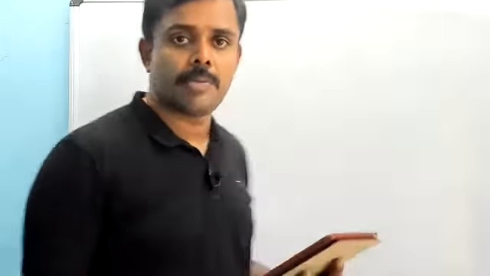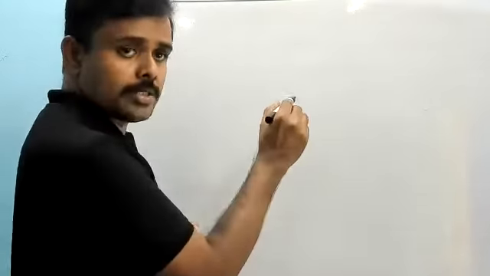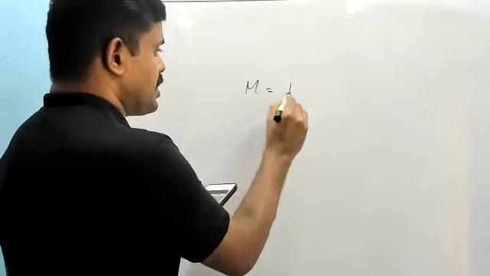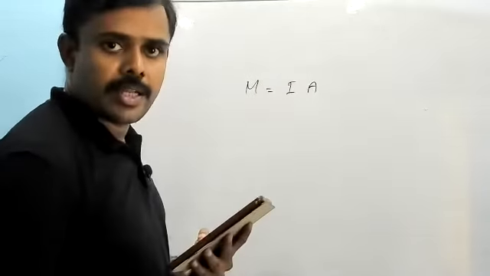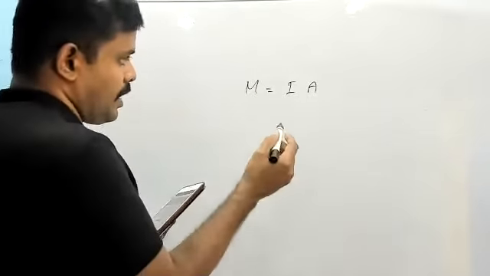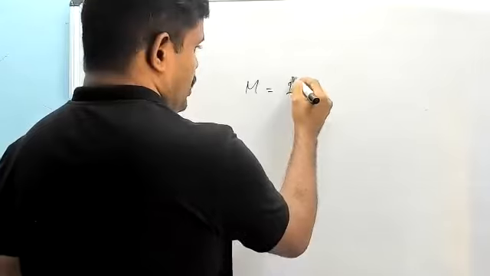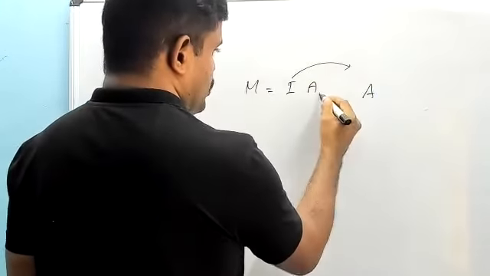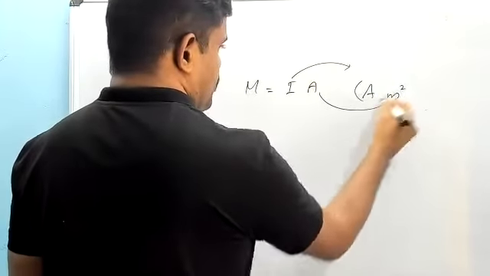27. Magnetic moment is measured in Joule per Tesla or Ampere per meter square. Magnetic moment. Do you remember? Magnetic moment is written as I into A, current into area. Okay, current into area. And what is the unit for current? Ampere. What is the unit for area? Meter square. Ampere meter square.